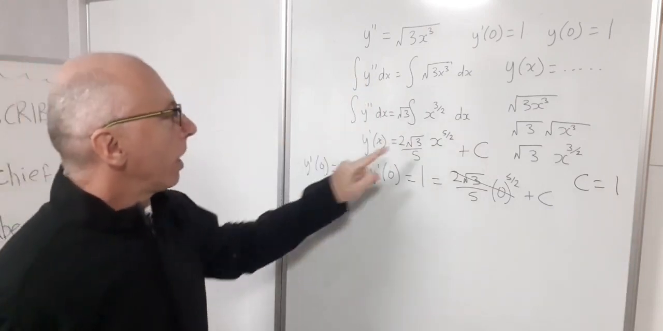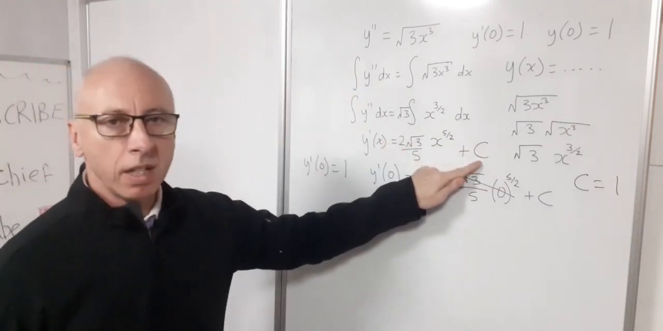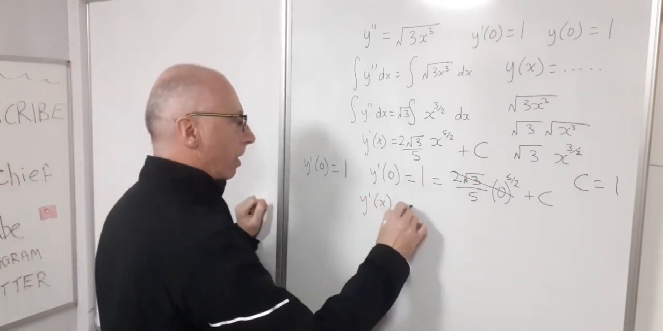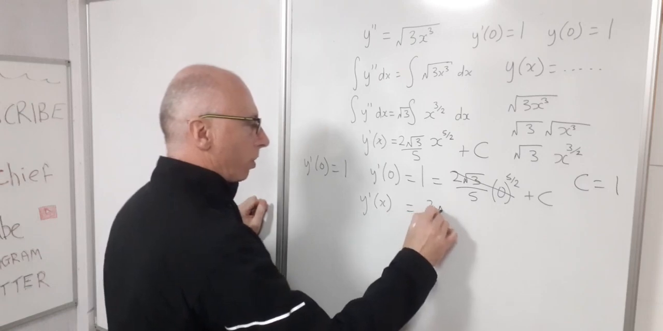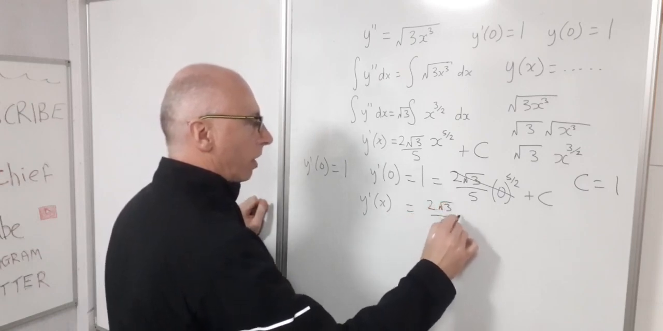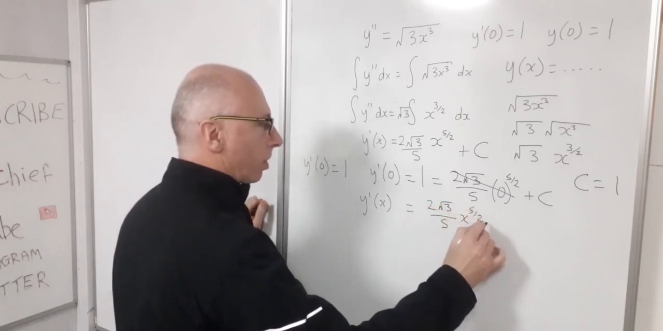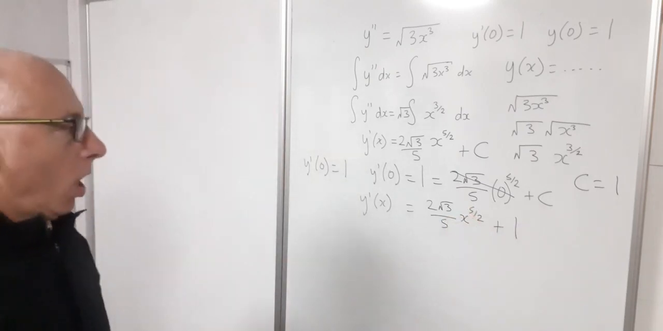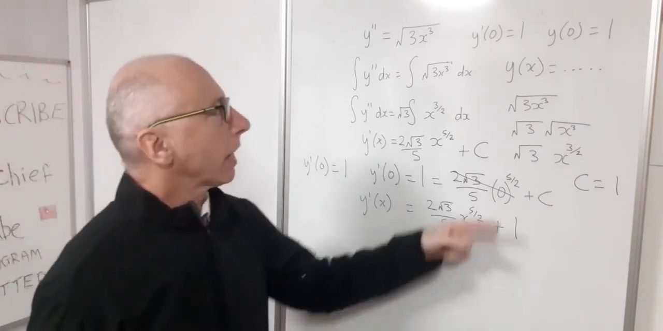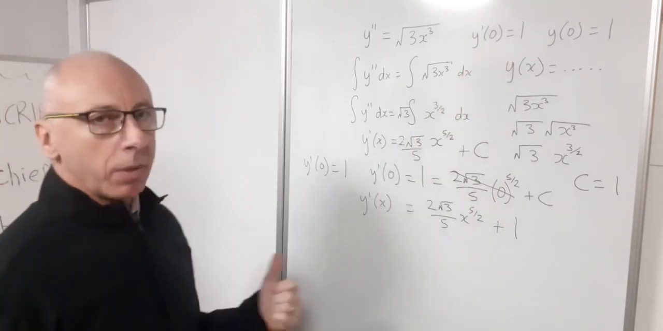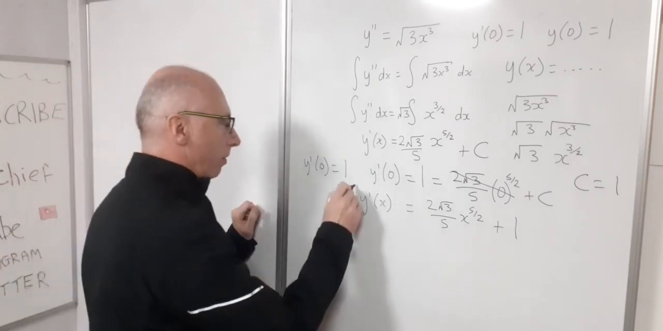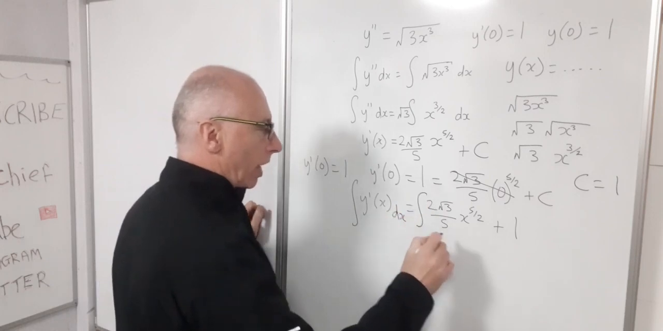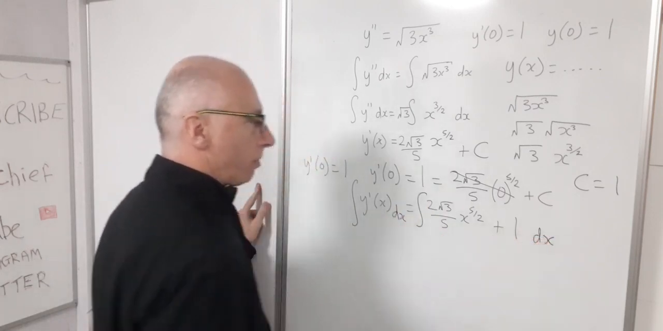Now I can rewrite my result with c at value 1. So y prime of x equals 2 root 3 over 5 times x to the 5 over 2, plus 1. Okay, so that's my first condition taken care of. Now we need to integrate again, and then we're going to get our y of x, which is our goal. So we integrate this again with regards to x.